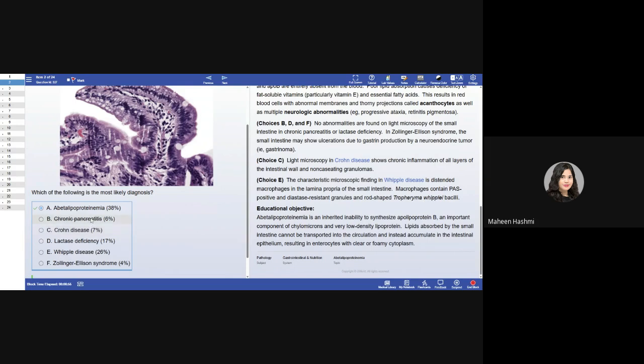Chronic pancreatitis, again, there are no features suggesting the patient has chronic pancreatitis. Whipple's and Zollinger-Ellison are again two different diseases. So these diseases are all very high yield for you to remember. They get asked on USMLE Step 1, 2, and 3. So go through them. They're very high yield. All right.